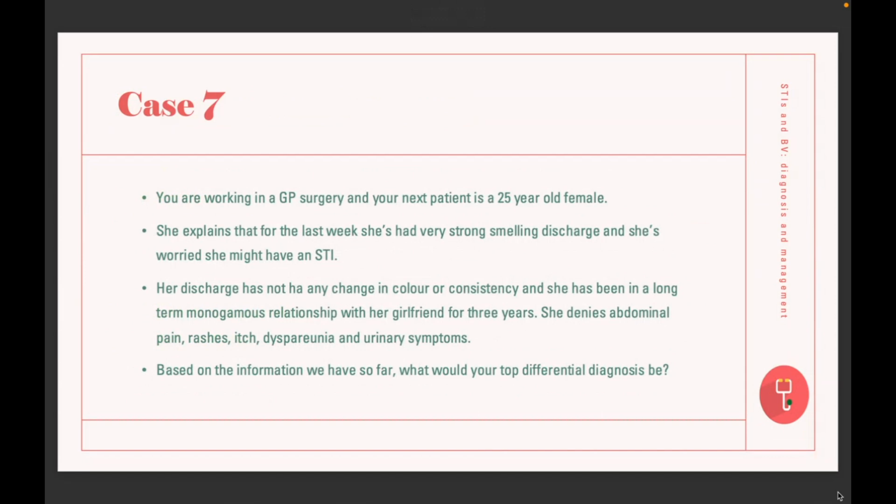Okay, so this is our last case of the evening. You're working in a GP surgery and your next patient is a 25-year-old female. She explains that for the last week she's had very strong smelling discharge and she's worried she might have an STI. Her discharge has not had any change in colour or consistency, and she's been in a long-term monogamous relationship with her girlfriend for 3 years. She denies abdominal pain, rashes, itch, dyspareunia and urinary symptoms. So based on that limited information, what would your top differential for this patient be?